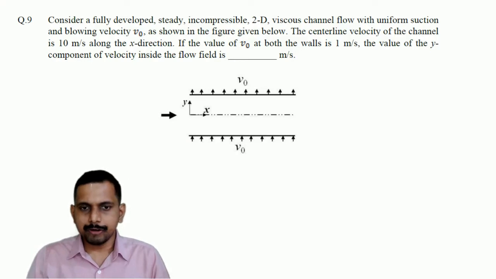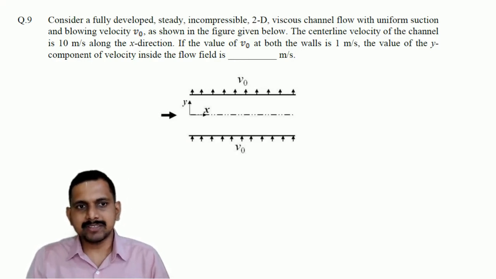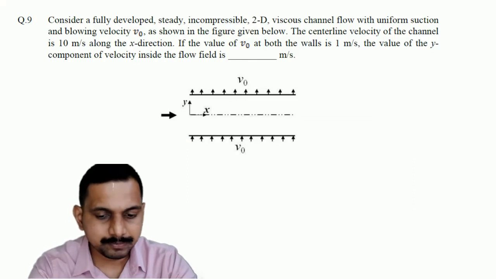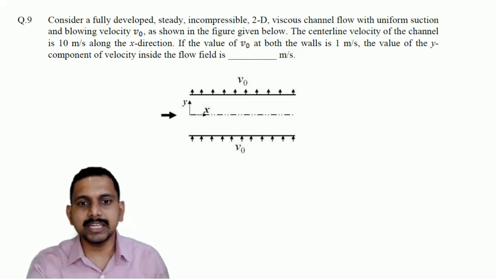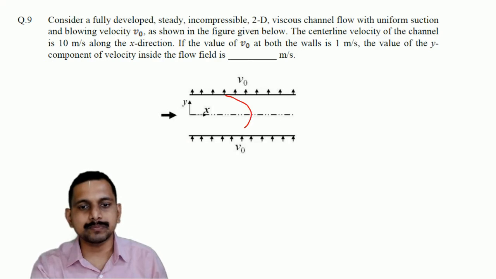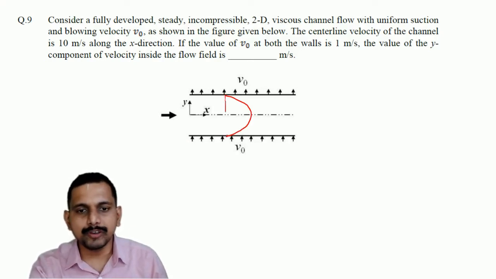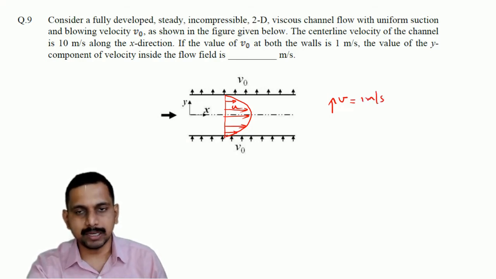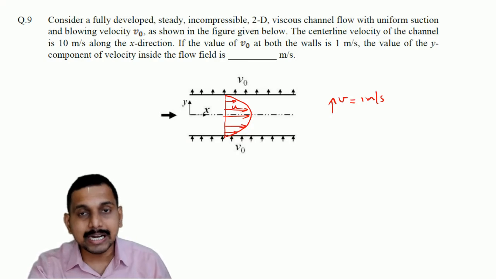First of all, we have to understand that they have said it is a fully developed incompressible flow. Now, this one is only in the x direction. So there is a parabolic flow which is established. This velocity profile will be of the u component of velocity, whereas the v component of velocity will come in this direction, which is equal to 1 meter per second. So they are saying it is already established.